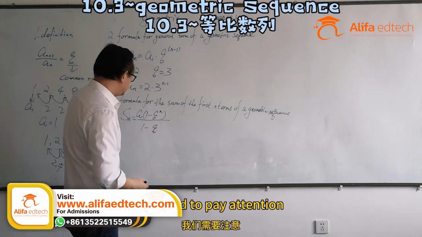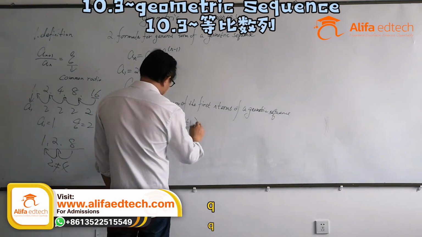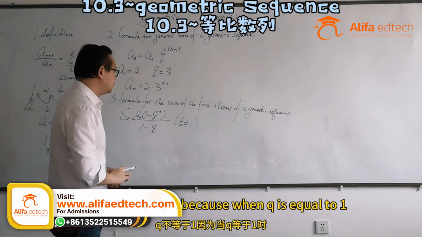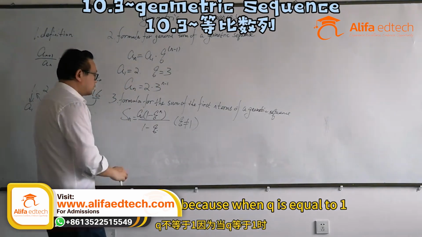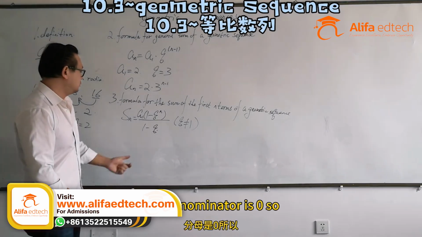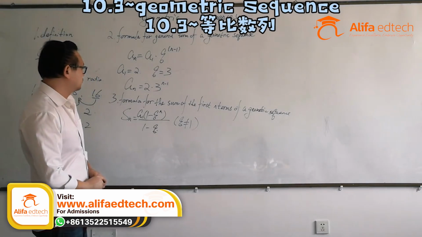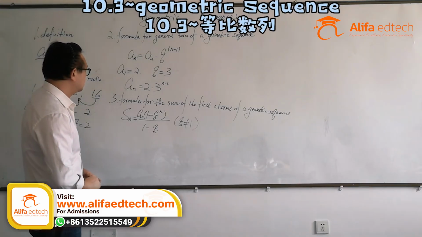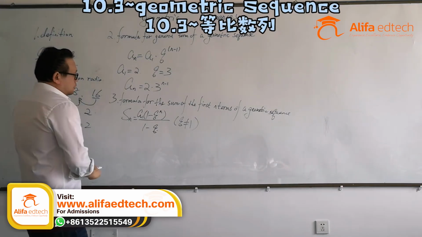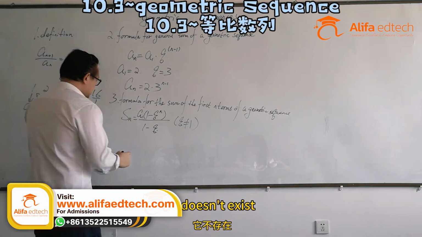Here we need to pay attention. q is not equal to 1 because when q is equal to 1, the denominator is 0. So it doesn't exist.